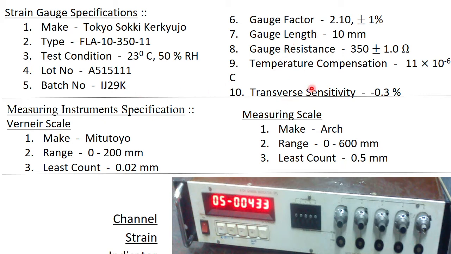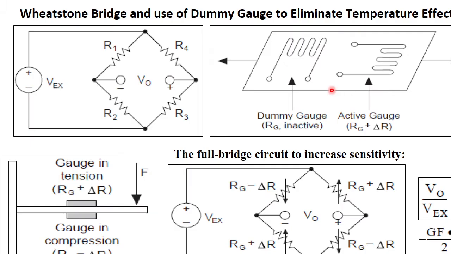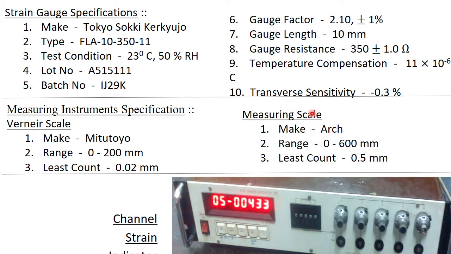And then there is a transfer sensitivity. The temperature compensation value is also given. How much per degree centigrade, it is specified. Now the effect of transfer sensitivity on our experimentation, that is not considered here. So that part we have not discussed earlier also. What is the effect of this transfer sensitivity? Actually, it requires a correction on the measured strain value. That part we have not discussed. So this effect we are not considering here.